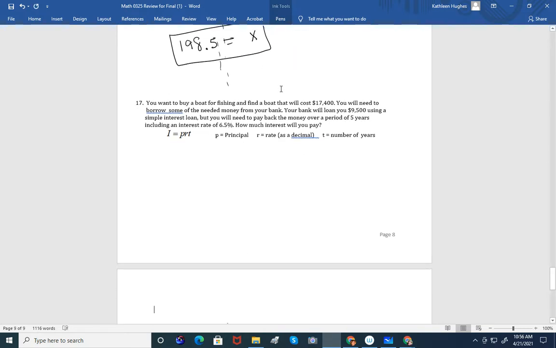All right, you want to buy a boat for fishing and find a boat that will cost $17,400. You'll need to borrow some of the needed money from your bank. Your bank will loan you $9,500 using a simple interest loan, but you will need to pay back the money over a period of 5 years, including an interest rate of 6.5%. How much interest will you pay?